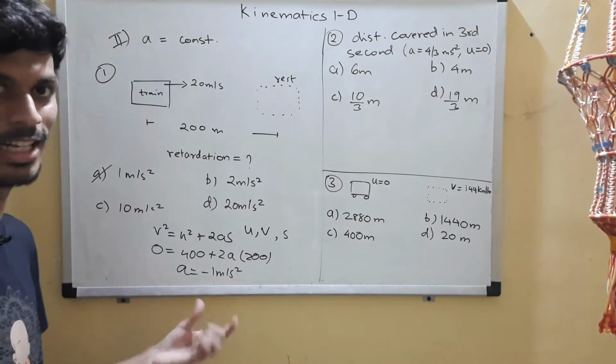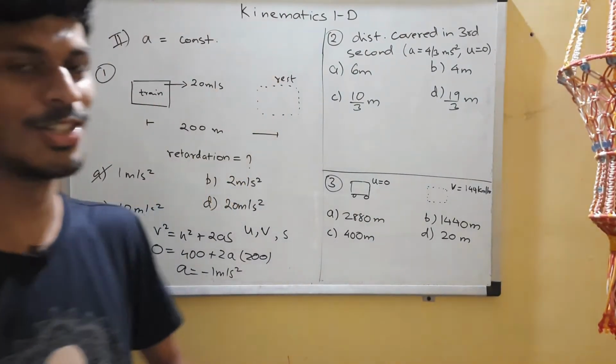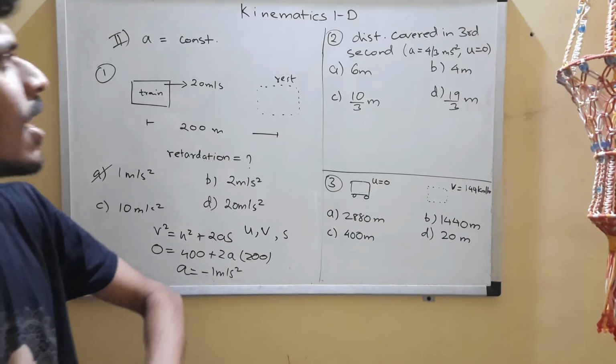Here we get acceleration. You have to just change the sign, that will give us the retardation. Don't get confused with the signs now. Now let's come to question number 2.